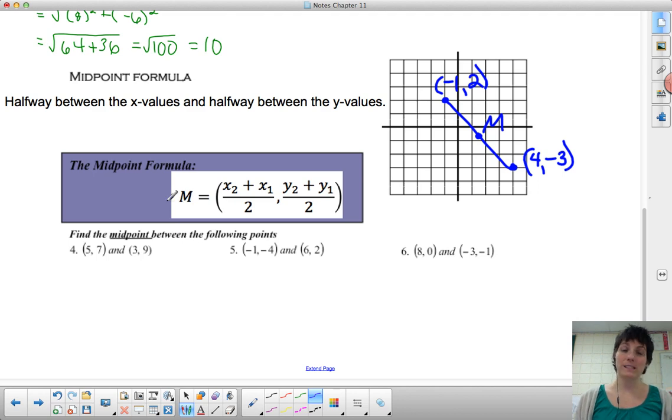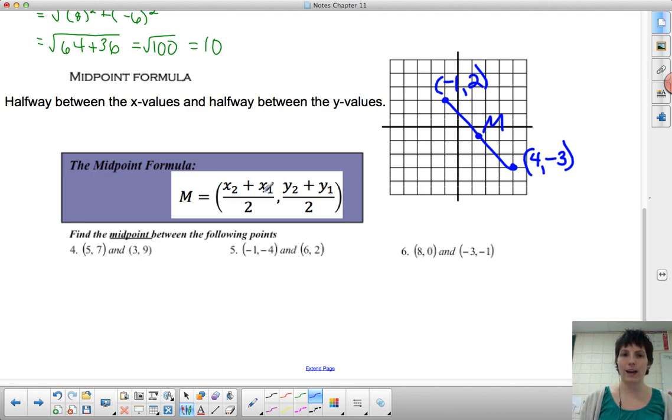All right, so now we need to look at the midpoint formula. The midpoint formula is asking us to find the halfway point on a segment. So if we have a picture like I drew here, where I have negative 1, 2, and I have the point 4, negative 3, I want to find this M. I want to know what are its coordinates. Now, on this problem, it's a little bit more difficult to find that halfway point, right? We could count it. I want to know what's halfway between the x values and halfway between the y values, so that I end up here at M.